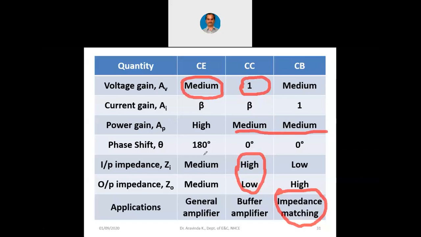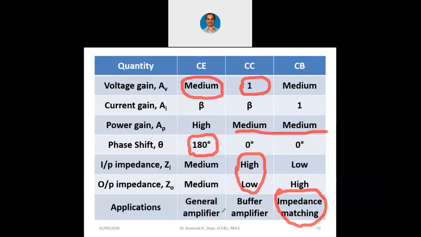Now, phase shift in case of a common emitter is 180 degree. This I had already mentioned many times. In case of common collector and a common base, the phase shift is 0 degree. There is no phase shift between input and output, because the direction of current is the same. Input impedance and output impedance we had already discussed many number of times.